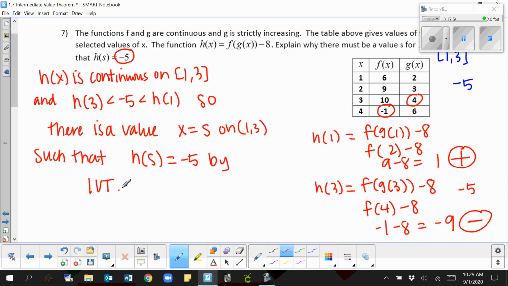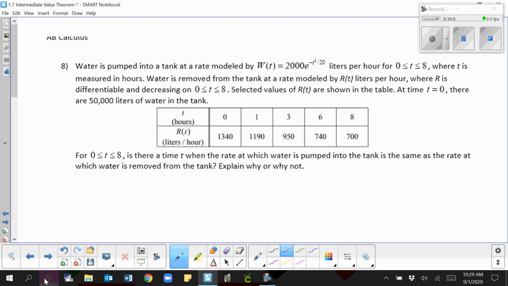So there's number 7. And we've got one more that we're going to look at, number 8. This one actually is an old AP test question, so this is kind of an idea of what it would look like on an AP test.